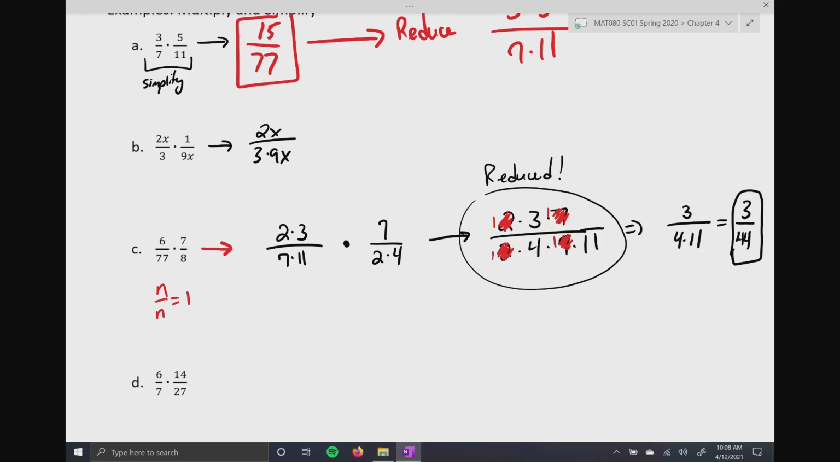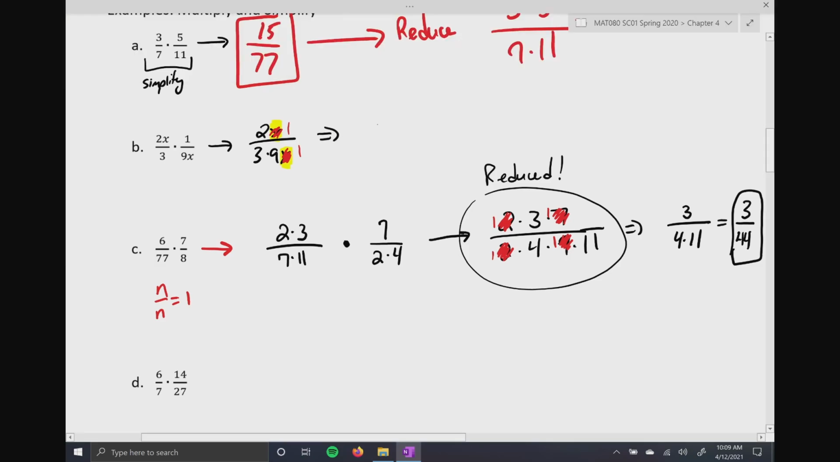Once again, I'm looking for numbers or things that are the same in the top and the bottom. In other words, numbers or variables that are the same in the numerator and denominator. Hopefully, everyone can see that you have an x in the numerator and an x in the denominator. I know that will reduce down to a 1. Okay?